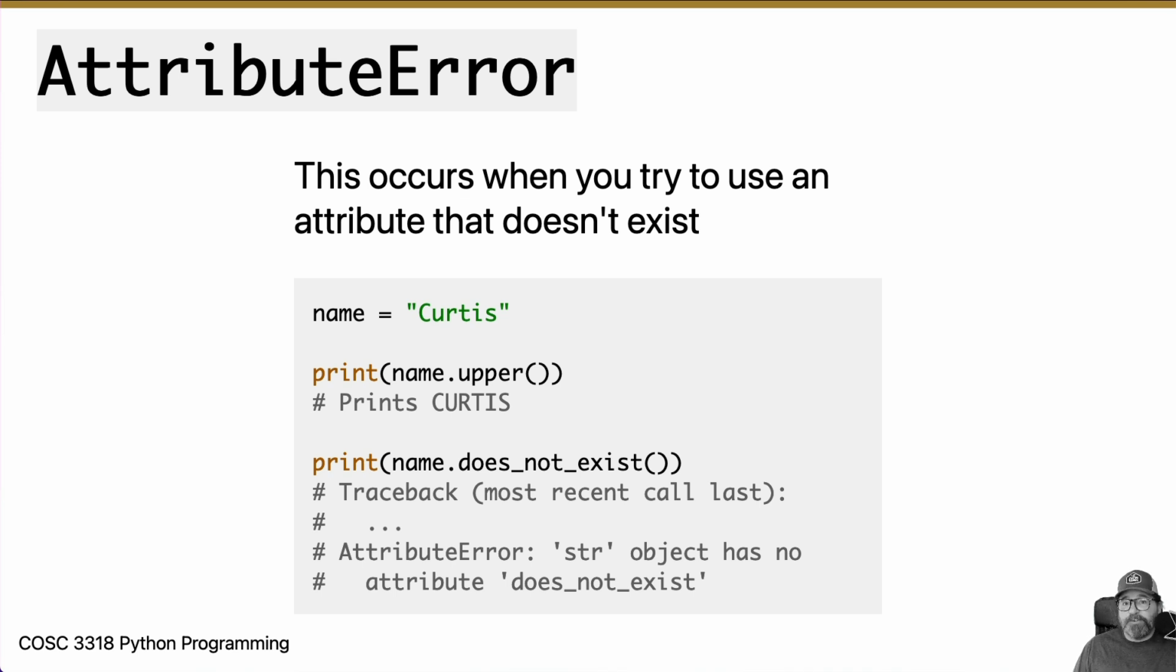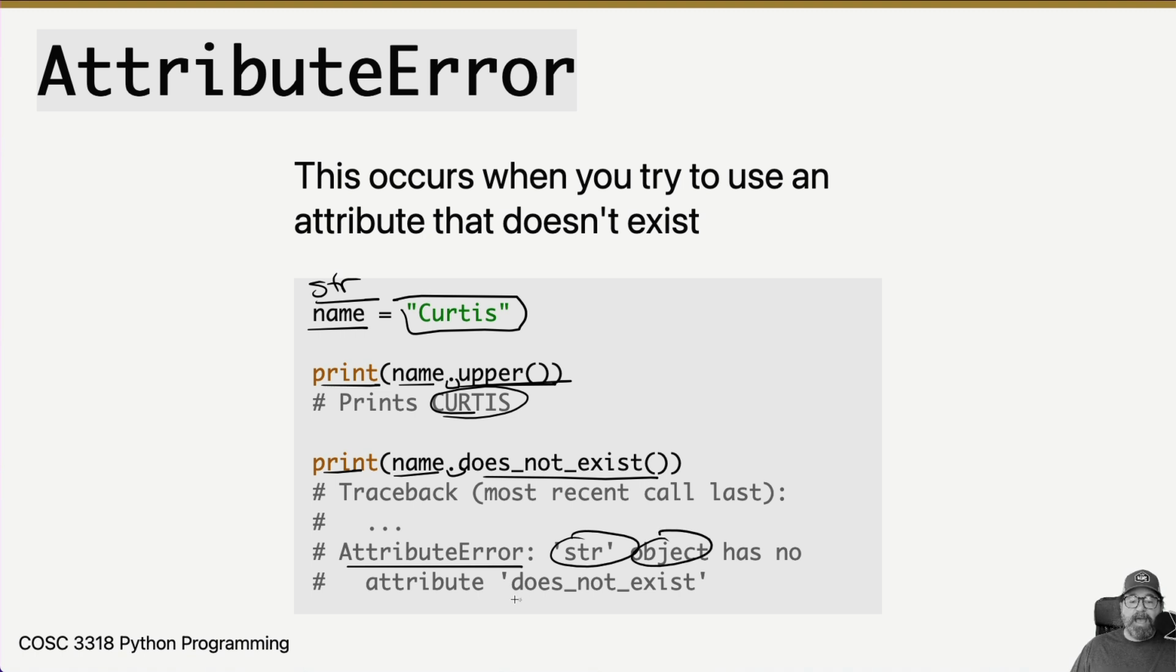First up is the attribute error. We're going to start running into this pretty soon. So let's say I set name equal to Curtis. Now, name is a string object, and the string object has a function on it, a method called upper. So if I print name.upper, it prints that string in uppercase. If I print name.something that does not exist, then I get an attribute error. And that tells me string object has no attribute, does not exist. So this thing here, whatever I typed, that doesn't exist.